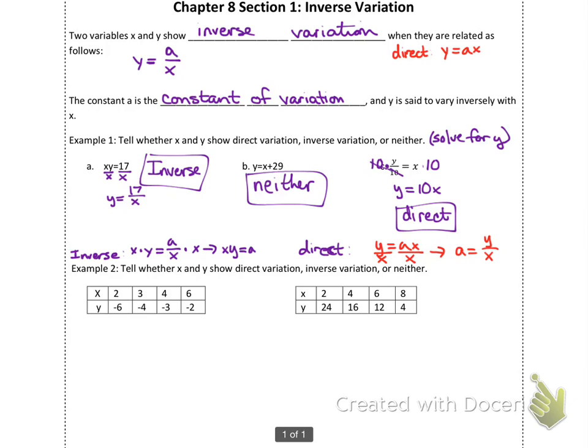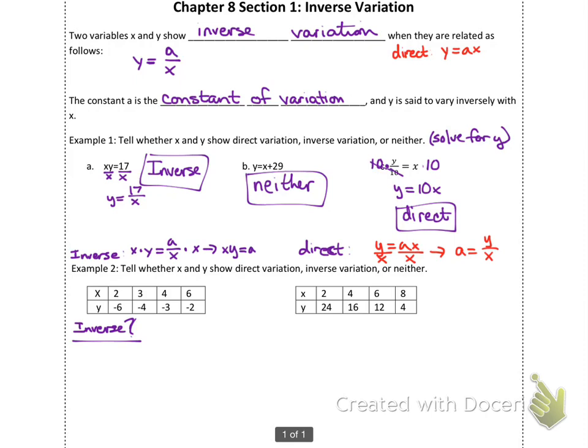I'm going to pick one to do first. For this example and for all the others, I'm just going to do inverse first because I can. So you're asking, is this inverse? Well, we can tell by multiplying x and y. If we get the same a every single time, then it is inverse variation.